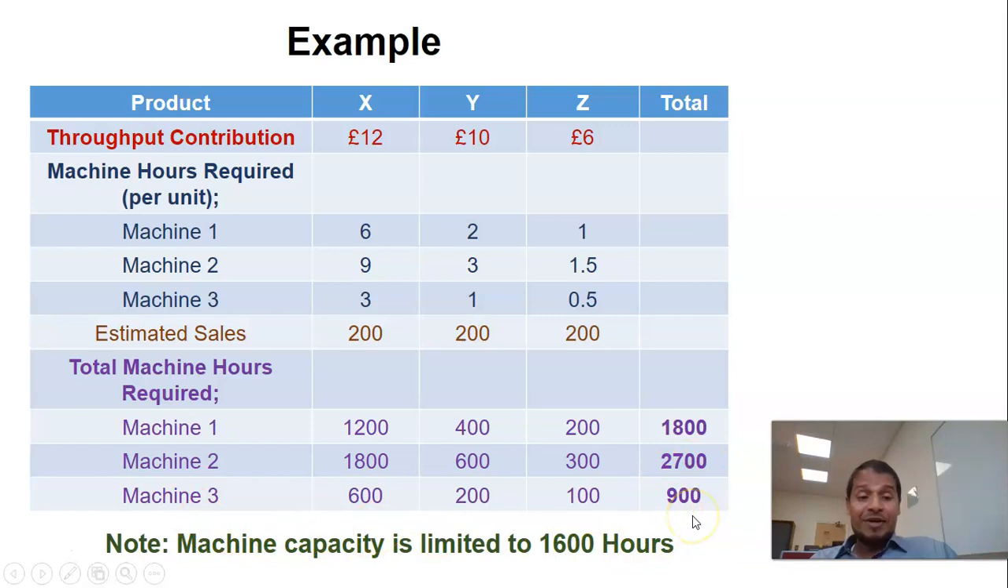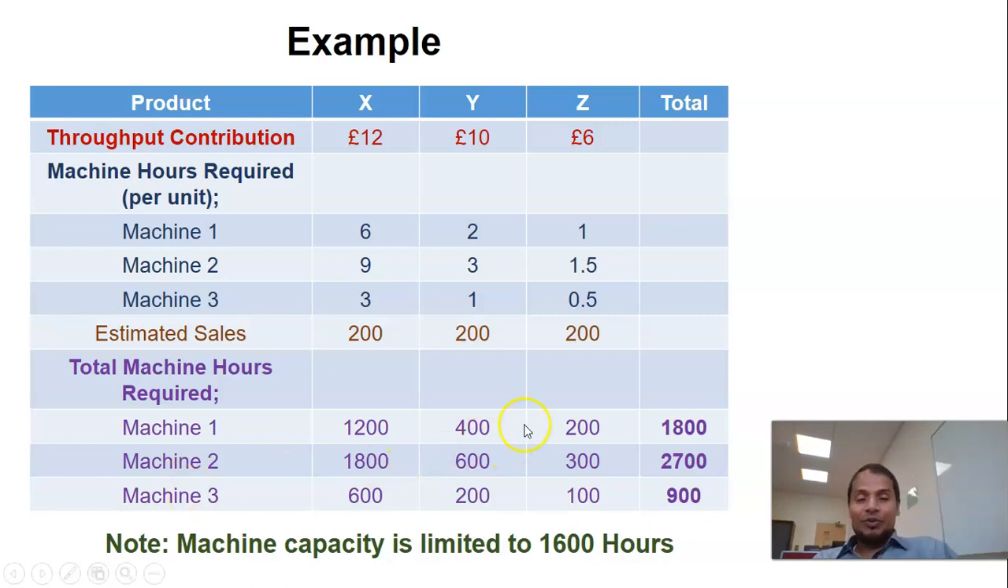Okay, but there is a condition here. Note, machine capacity is limited to 1600 hours. So machine 1 can run only 1600 hours, machine 2 can run only 1600 hours, and machine 3 can run 1600 hours. So machine hour is our limiting factor. Because of machine hours, we can't produce more, though we have material and labor. So machine hour is our bottleneck resource in this problem.